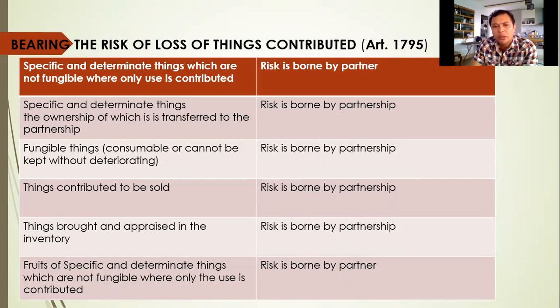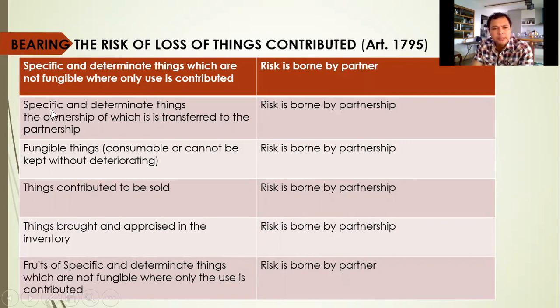This specific thing, by the way, is not transferred in the name of the partnership. No. So what benefits the partnership is only using that property. So it's specified here where only use is contributed. So that is known as the use, which is the usufruct. No? So the partnership only uses the thing, but the ownership still remains with the partner. So if ever the thing is lost, then it is borne by the partner.